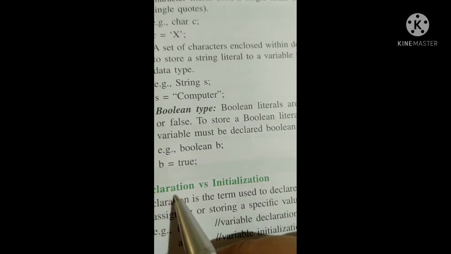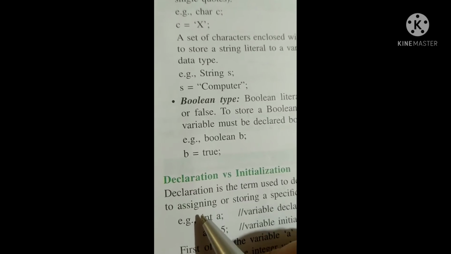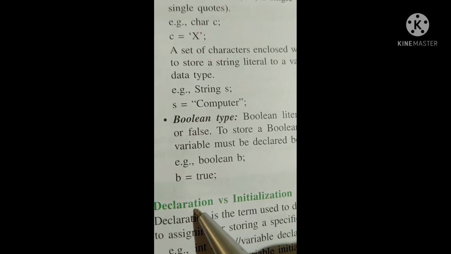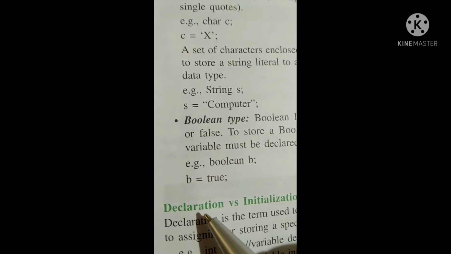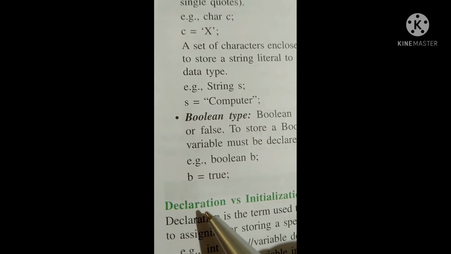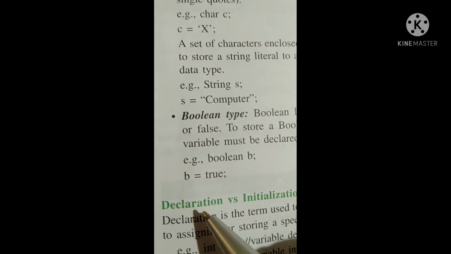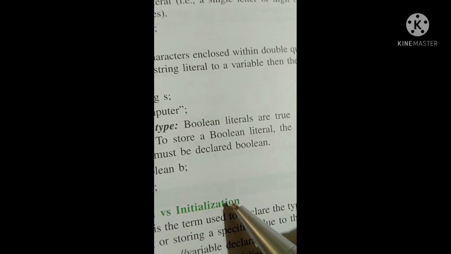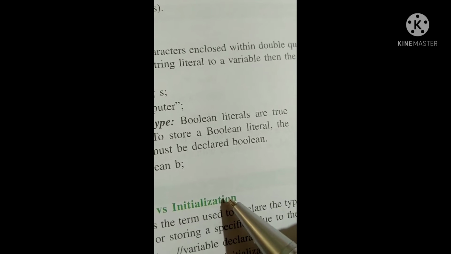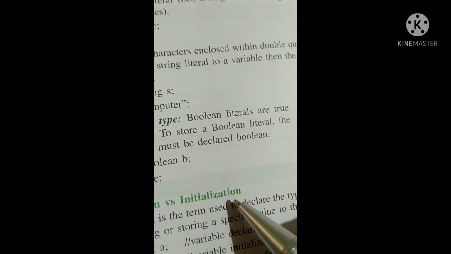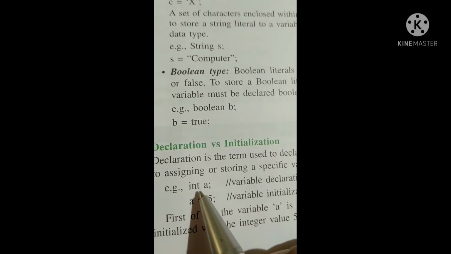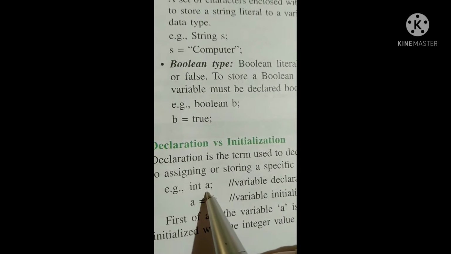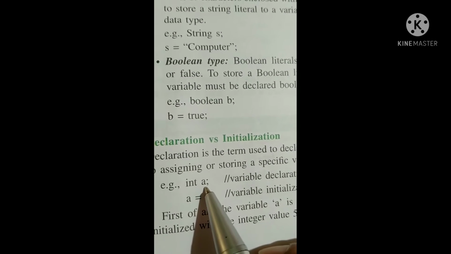Now, declaration and initialization. Declaration means we are declaring a variable. What kind of variable are you taking? Integer type, float type, character type, double type. And initialization: after taking the variable, we are giving a value to the variable. Here int a is a variable declaration. a is a variable. Its value is not mentioned yet.